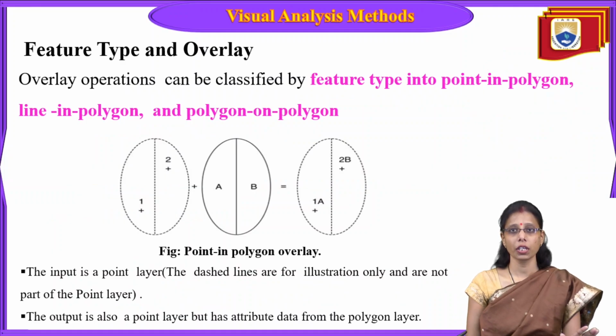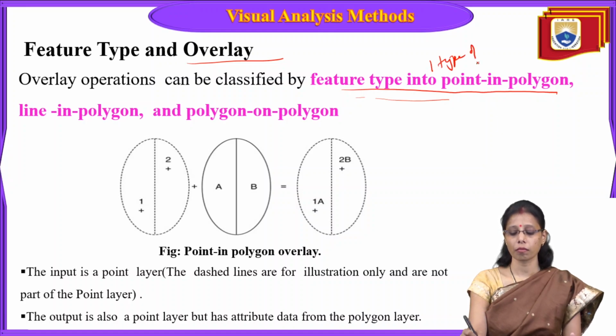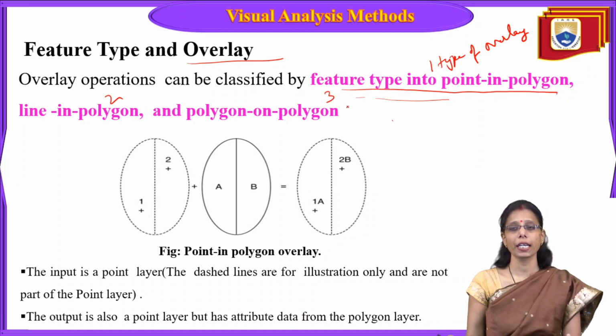Now for example, we have different types of overlay. Overlay operations can be classified by feature type. Feature type means point, line and polygon are the features. Now we are classifying into three parts. Feature type into point in polygon, so this is one type of overlay. Now you have line in polygon and polygon on polygon. So you have three types of overlay.